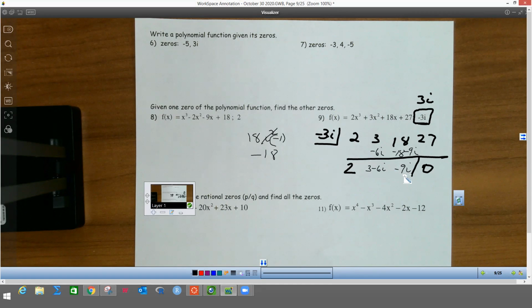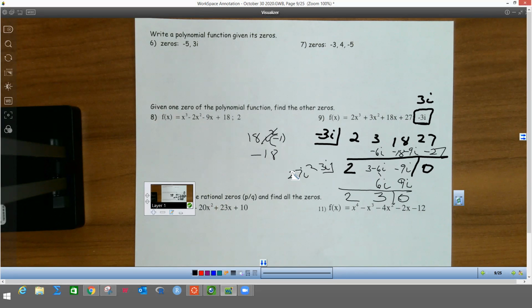Then I take negative 3i times negative 9i. Well, that is 27i squared, and for the same reasoning, that makes this negative 27. So there's one of my zeros right there. And since imaginaries are in pairs, I'm going to do this 3i. So I'm going to stick 3i here in the box, and I'm going to do the same thing. And I already know I'm going to get a 0 right there. So I bring the 2 down. 3i times 2 is 6i. Well, that negative 6i and that 6i cancel out, so I'm left with 3. 3i times 9 is 9i, and you can see these cancel.